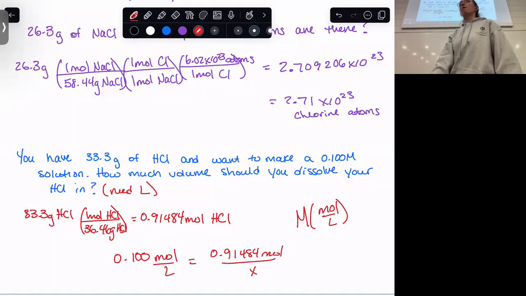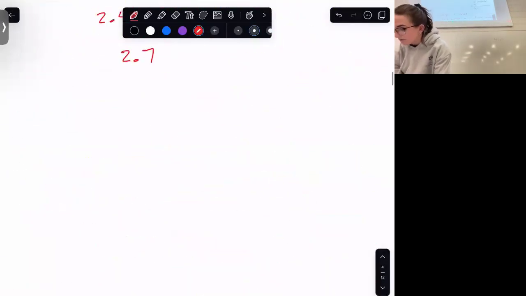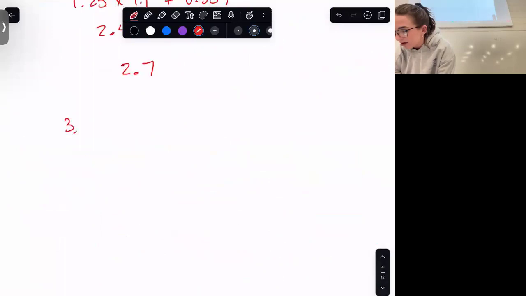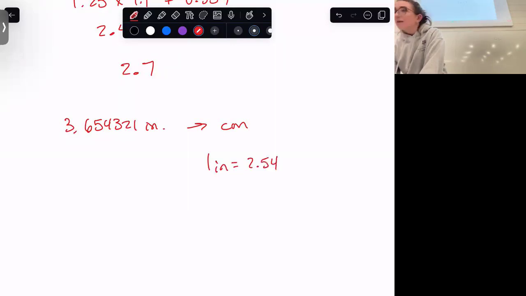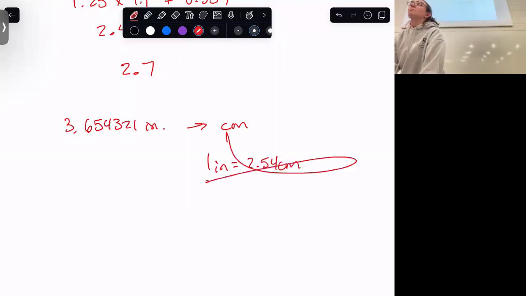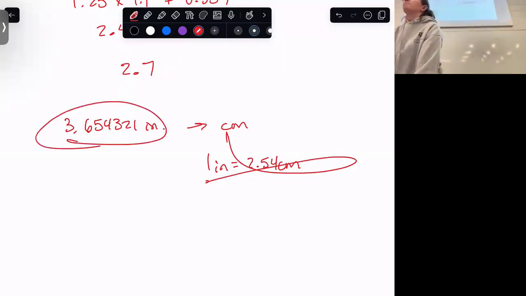Yep, so if you have something where you have 3.654321 (oh, I wrote that backwards) 321 inches, and you need to get this into centimeters, your conversion factor is 1 inch is equal to 2.54 centimeters. This doesn't matter when it comes to sig figs. You go off of how many sig figs you have in your original number.